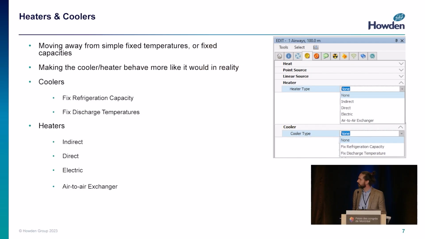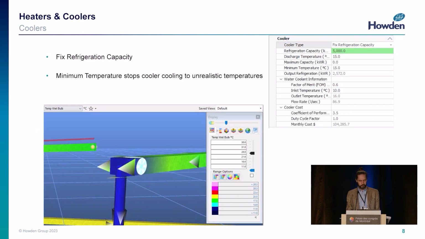So the idea here with heaters and coolers, we're moving away from a simple fixed temperature to model a heater or a cooler, and we're trying to make these behave in the software more like we'd expect them to in real life. So we have two categories of coolers. We can fix the refrigeration capacity or the discharge temperature. And heaters, we started off with indirect and direct heaters, and we've added electric and air-to-air exchanges. So I'll just go through these different options.